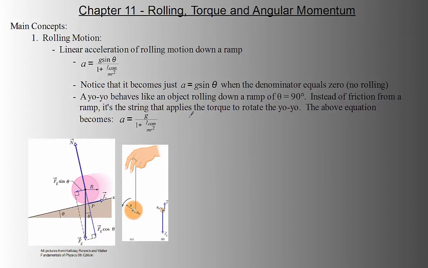So F net, because we're looking for the linear acceleration down the ramp. So the linear acceleration is going to come right here. This is the linear acceleration down the ramp, A net. And that's going to equal Fg sine theta pulling down the ramp minus F friction, static friction, going up the ramp.